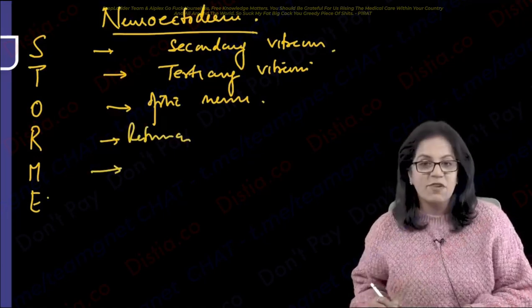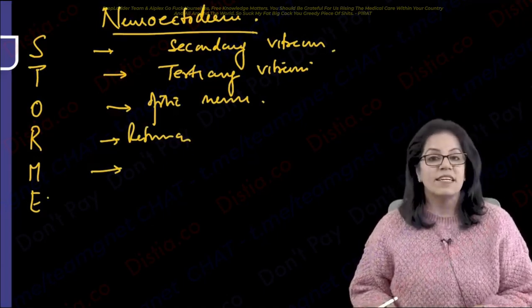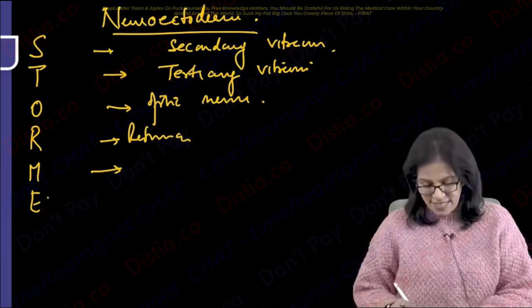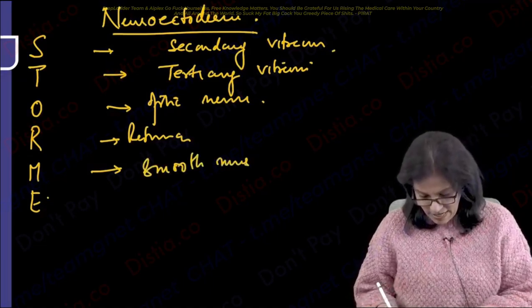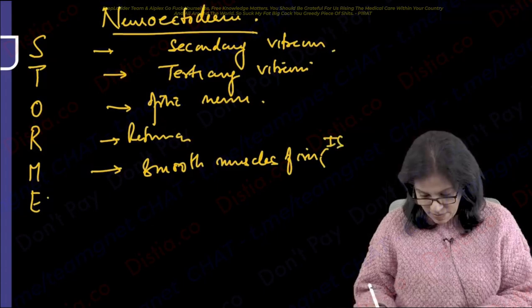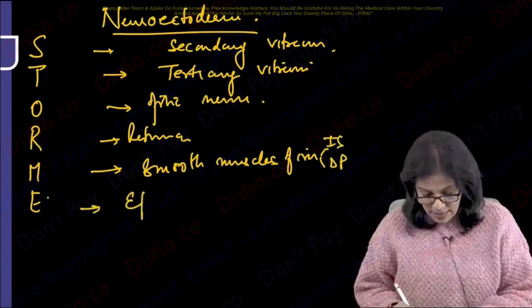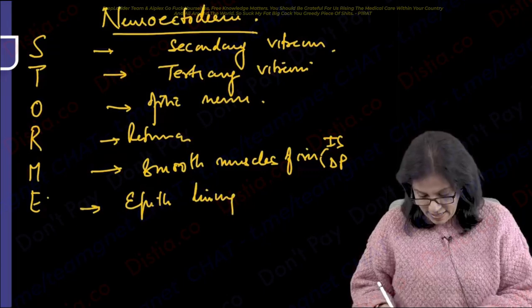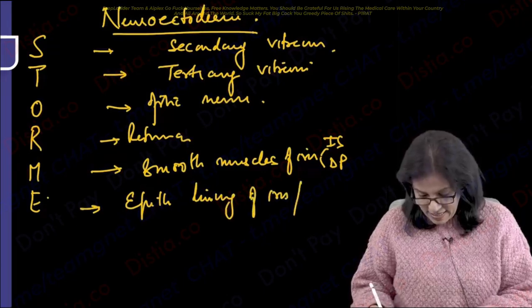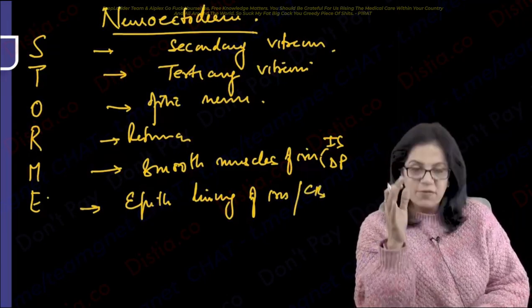Which muscles are derived from the neuroectoderm? We are talking about iris sphincter and dilator pupillae. These are the smooth muscles of iris. So, this is how they ask you. Smooth muscles of iris, we mean iris sphincter, dilator pupillae. And E, which epithelium? Epithelium lining of iris and ciliary body. Lining of iris and ciliary body. Okay. So, these are all derived from neuroectoderm.